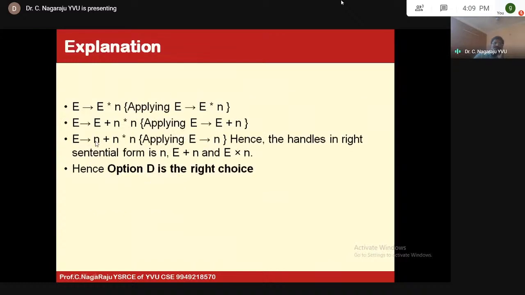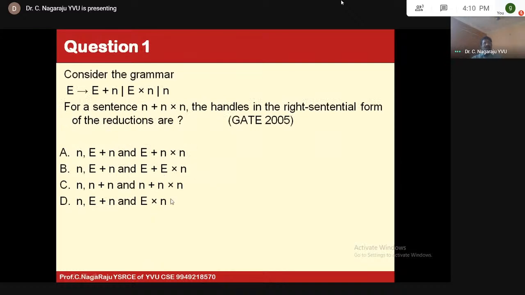So that's why E is equal to N plus N star N, applying the E rule, that is E production N. Hence the handle is the right sentential form in N. So it is a right sentential form in N. Hence this option is the right choice. That means D is the answer. D is the right answer.